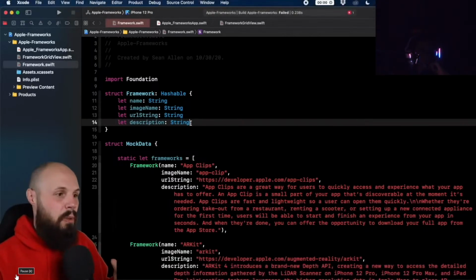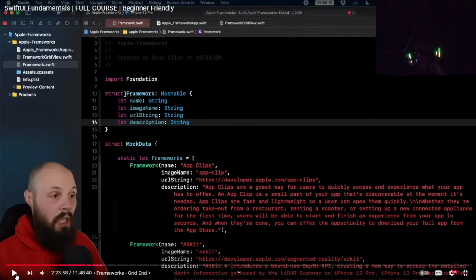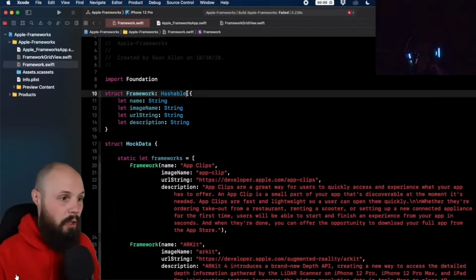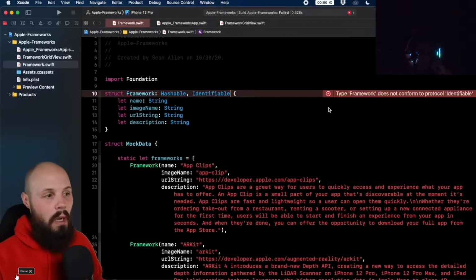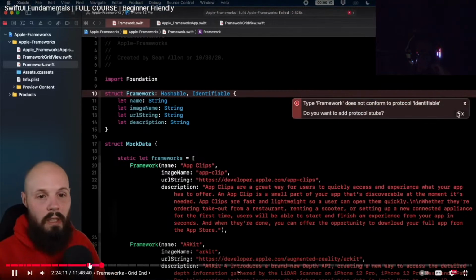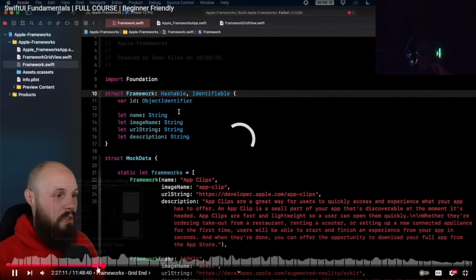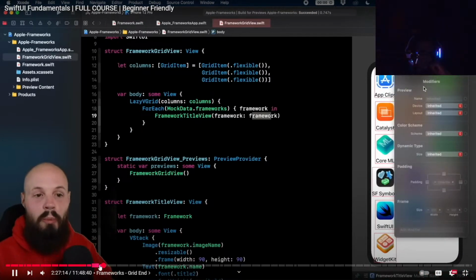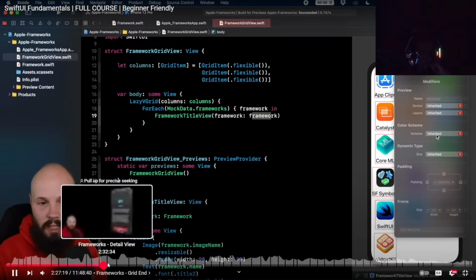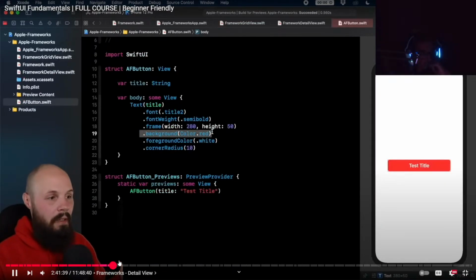But what I want to do to make this super clear here, and this is what you should do when you have custom objects like our framework, is also conform to Identifiable. Now you're going to see here, Command B, type Framework does not conform to protocol Identifiable. All it needs to conform to Identifiable is an ID. So I can click this, hit the protocol icon here. We can change what our preview looks like, right? If you want to change the device, the layout, we're going to change the color scheme. In our app, it's always going to be red. Our font is always going to be white.